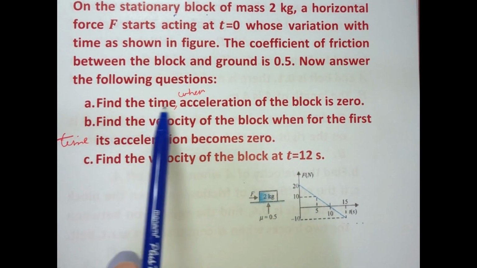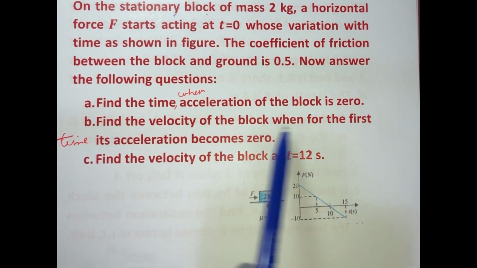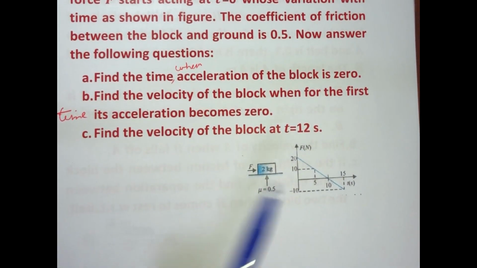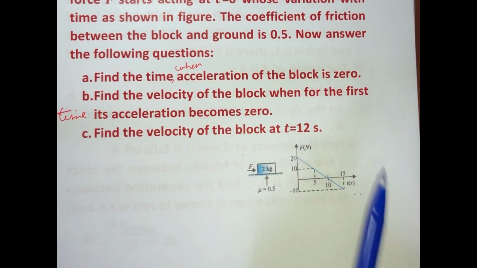First, find the time when the acceleration of the block is 0. Second, find the velocity of the block when its acceleration becomes 0 for the first time. And third, find the velocity of the block at time 12 seconds.